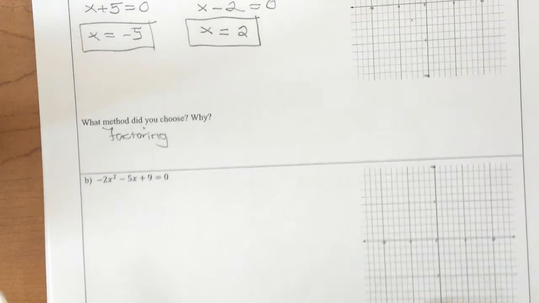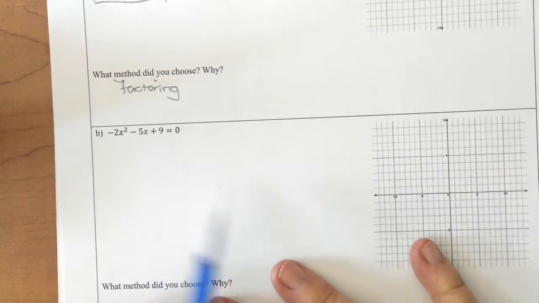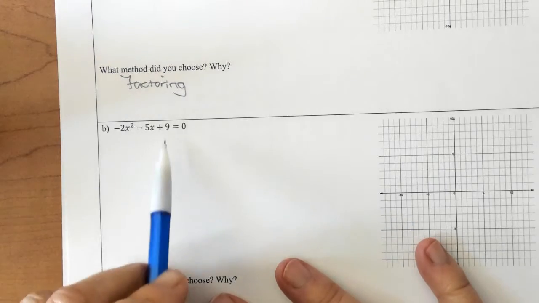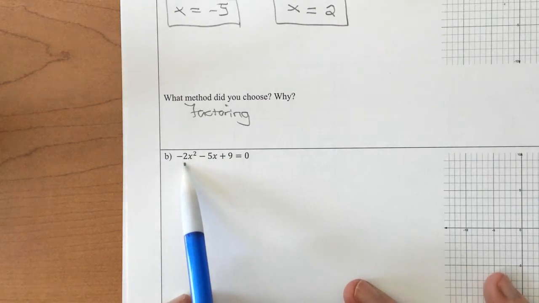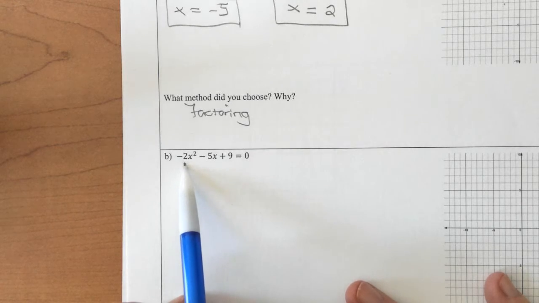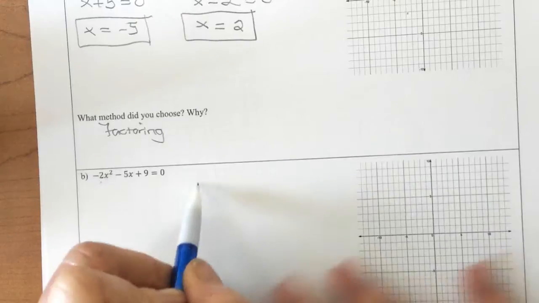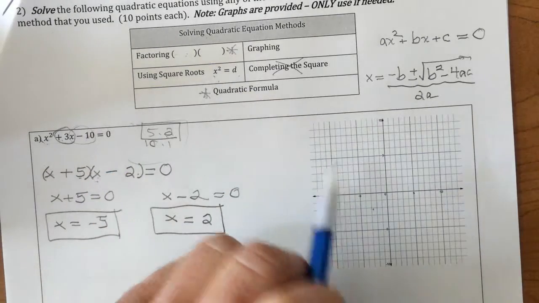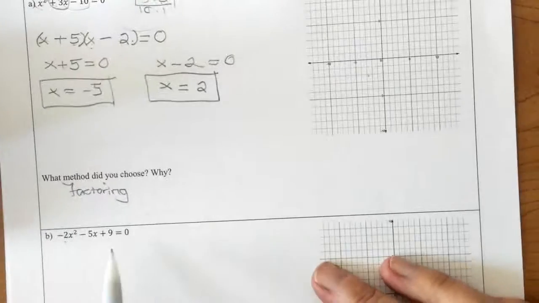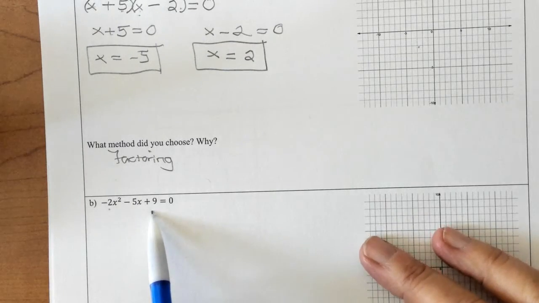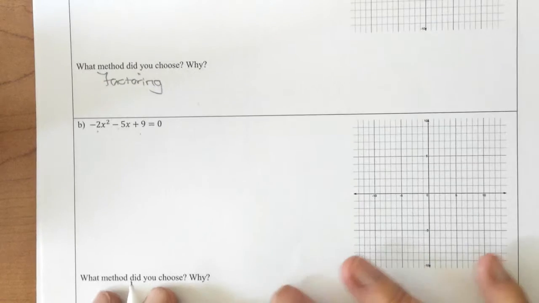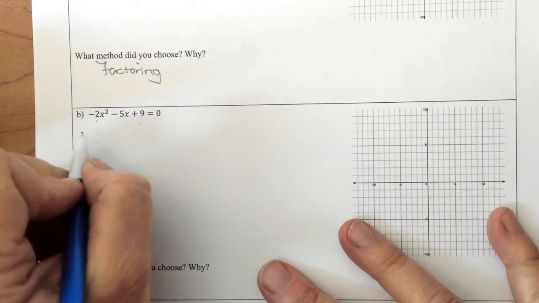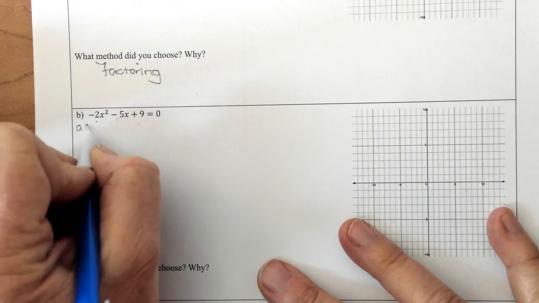Moving on to B, I'm going to take a look at this, and first of all, I ask, do I have a coefficient that's 1? No. Okay. Do I have this model of x squared is equal to d? No. Do I want to try to graph this? No. Why? Because it's too complicated. So what am I going to use? I am definitely going to use the quadratic formula. So I'm going to go ahead and identify A, B, and C.